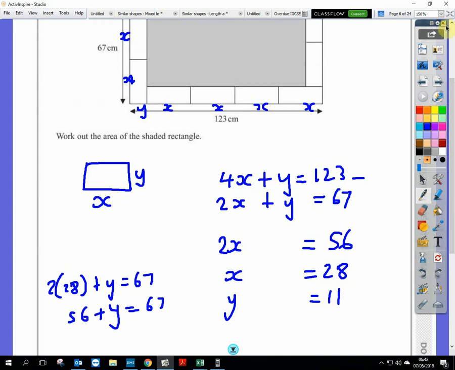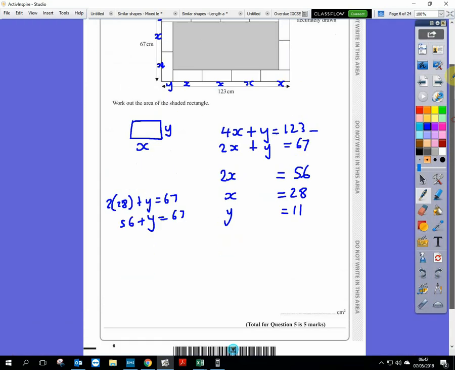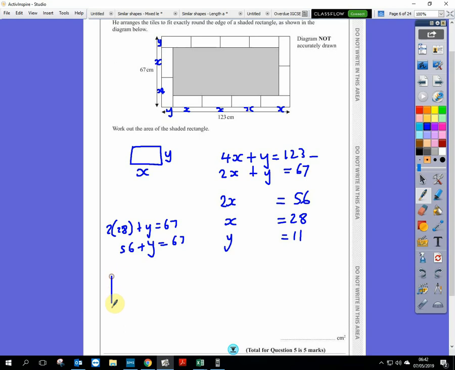Now, how are we going to work out the shaded area? Well, consider it like this. We have a large rectangle, the outer one, which is 67 times 123. And also we have lots of these white rectangles. Let's see how many we have. We have 1, 2, 3, 4, 5, 6, 7, 8, 9, 10, 11, 12.